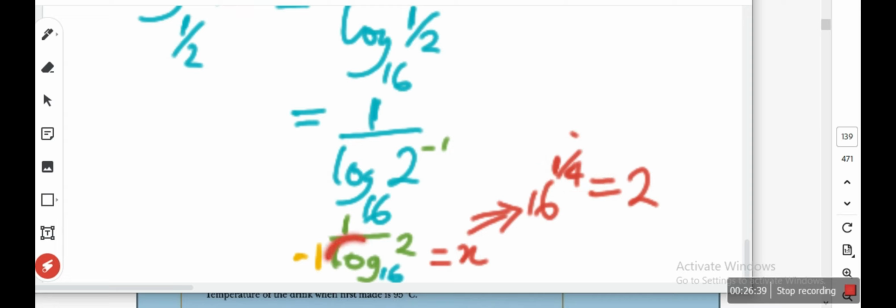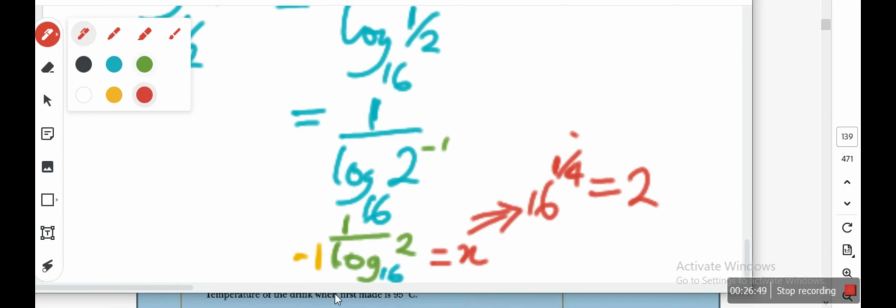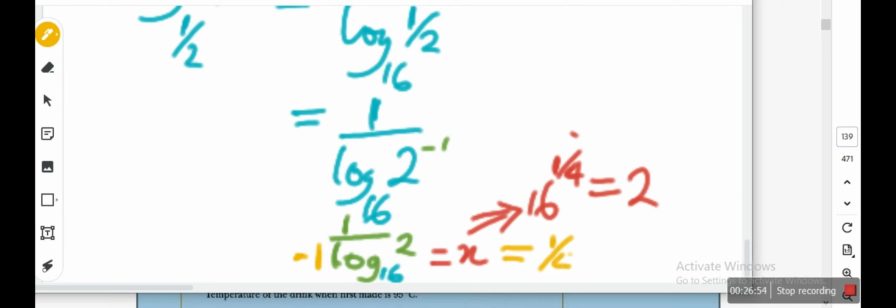So we are replacing the whole of this one under with 1 over 4. I need to write it at the top here. Therefore x is equal to 1 over 4. Changing it to indices, 16 raised to the power 1 over 4 will give 2. So the whole of this is 1 over 4. Let me now rewrite it.